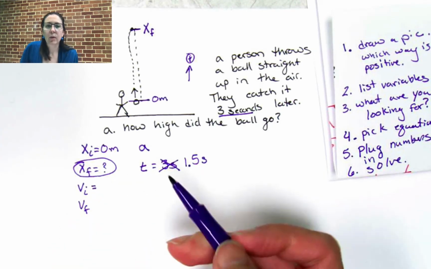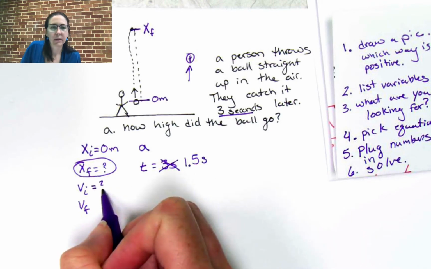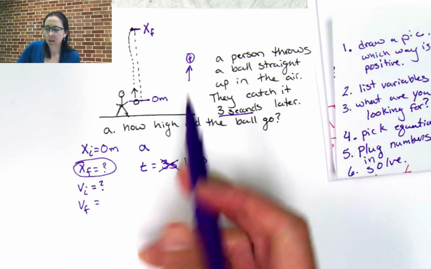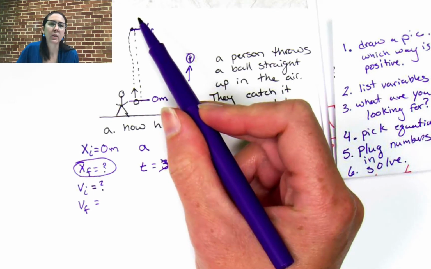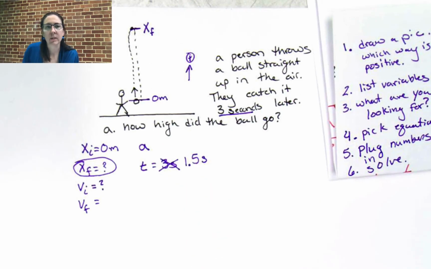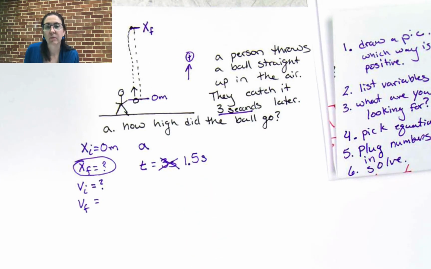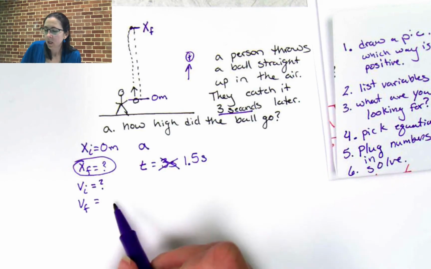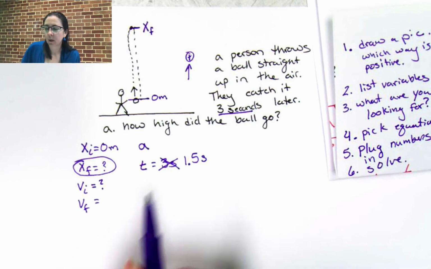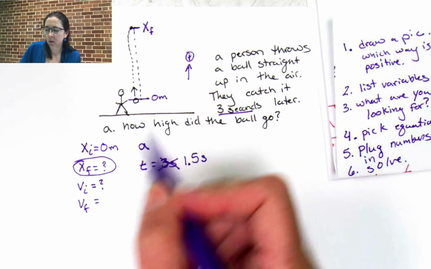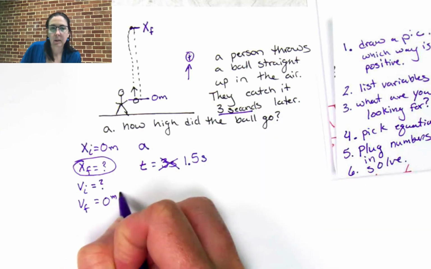Now, this is thrown with some initial velocity. We don't know what that is. But what would the velocity be at the top of its motion? This is why we spent all of that time with graphs and understanding motion of objects before we got to the math. Because at this point, you guys should recognize that at the top of the motion, the velocity of the ball will be 0 meters per second.